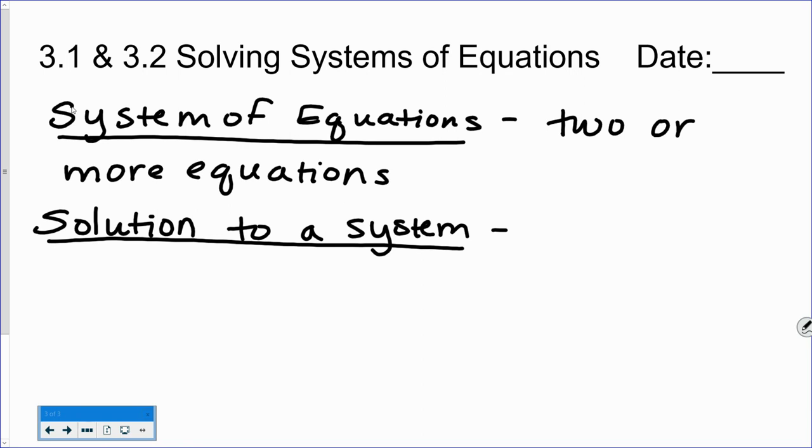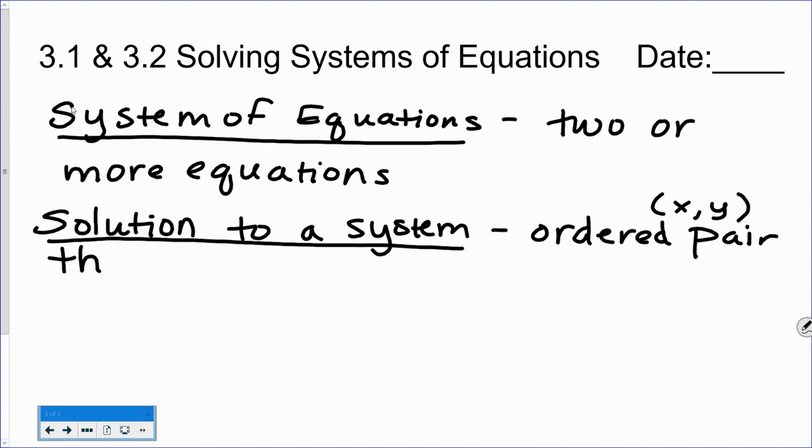Which is always going to be an ordered pair, or a point with an x, y coordinate, if you're not familiar with ordered pair, that satisfies both equations.